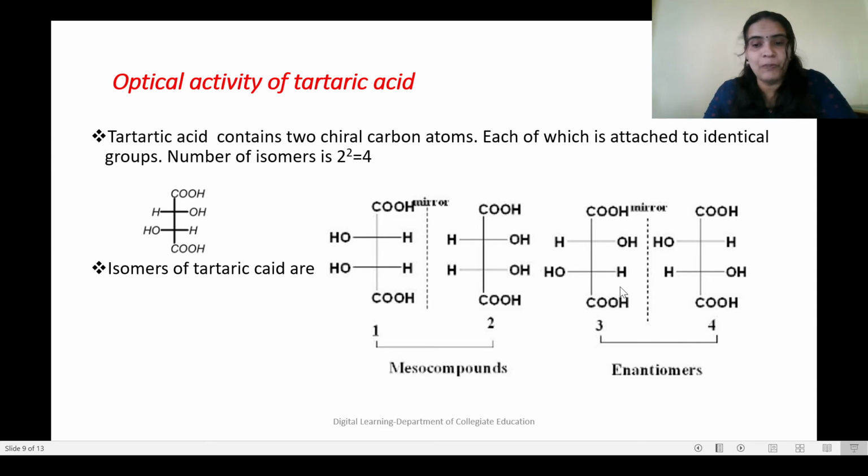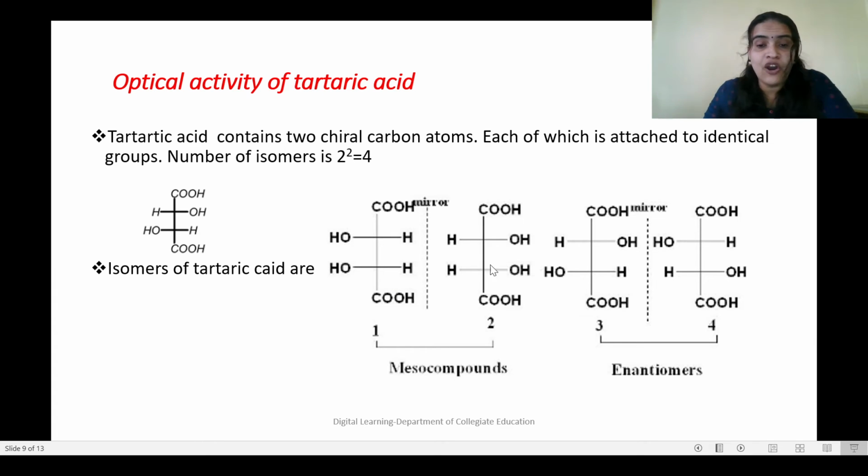They are non-superimposable. Now, do they possess any plane of symmetry? It does not have any plane of symmetry. So, these two are enantiomers. These 3 and 4 are enantiomers because they have non-superimposable mirror images. Whereas here, in this 1 and 2, we'll see 1 and 2 are mirror images. Yes, they are mirror images. Are they superimposable? No, they are not superimposable.